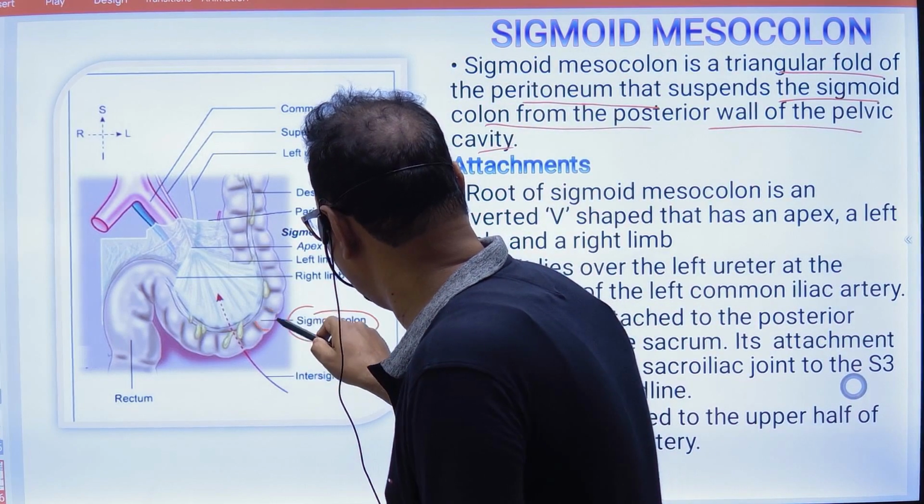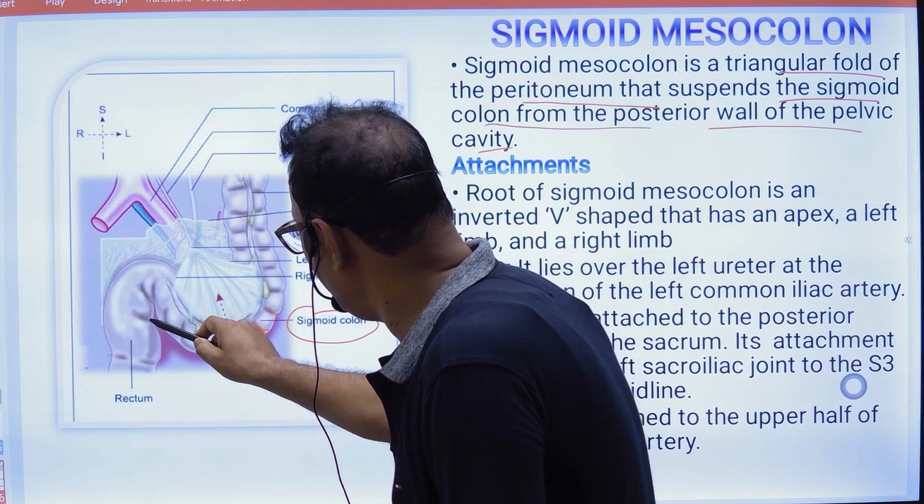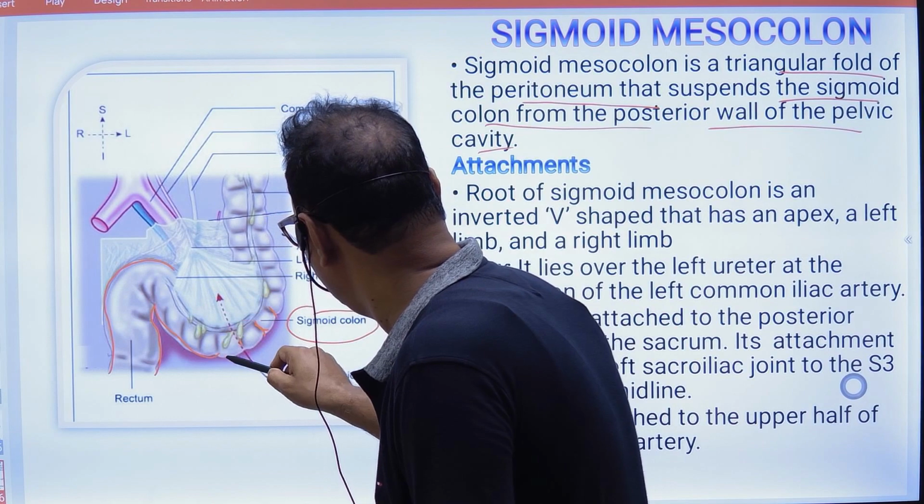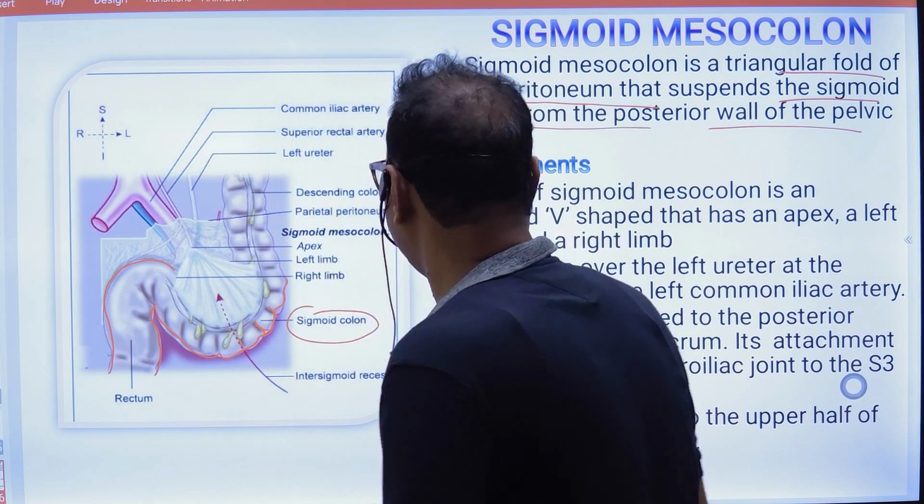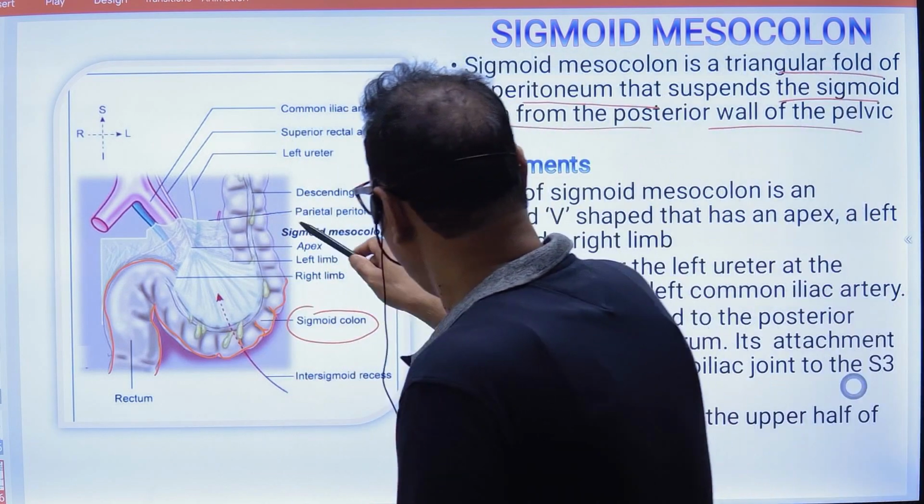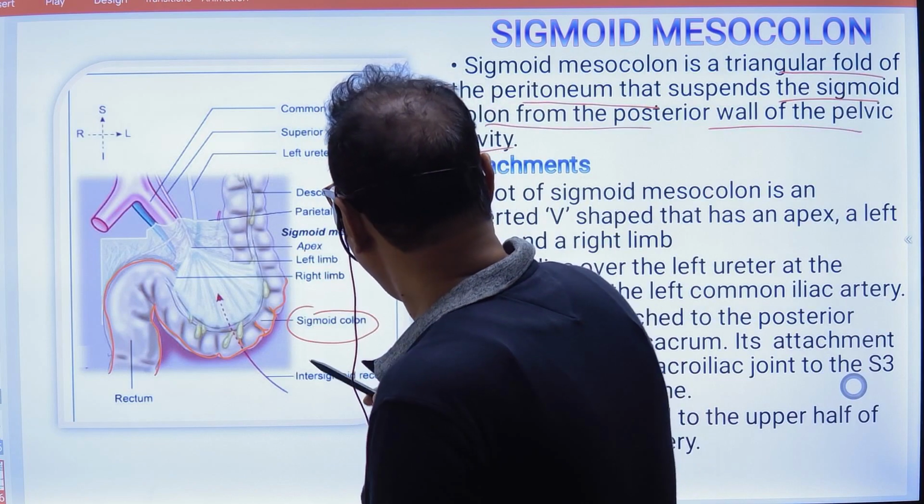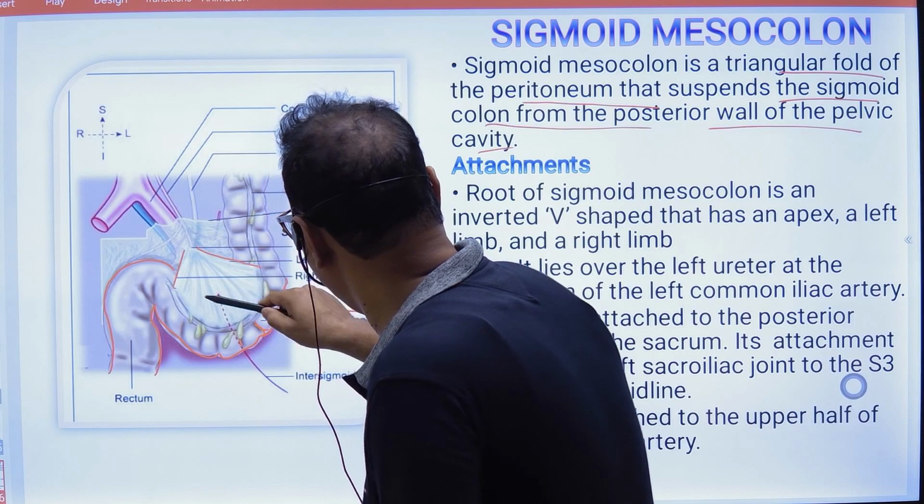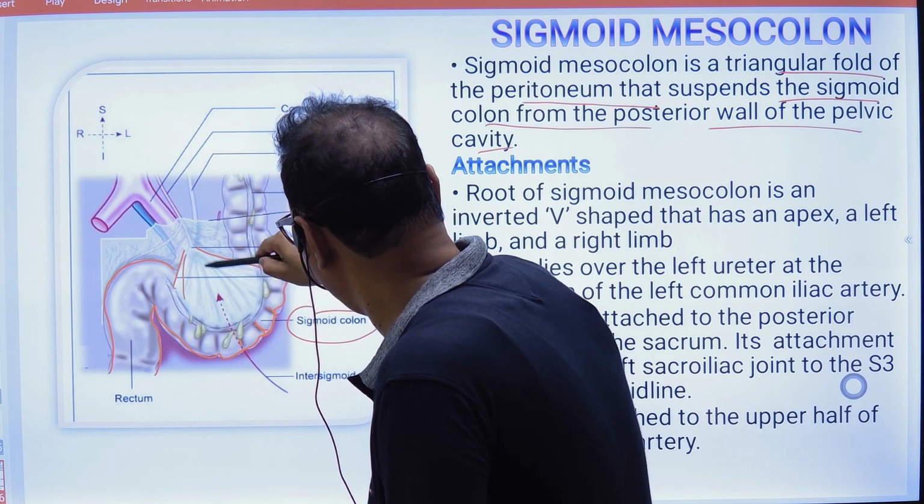This one is the sigmoid colon, and here we have the rectum. The descending colon, and this is the sigmoid colon. And see the mesentery over here. It is being suspended like this.